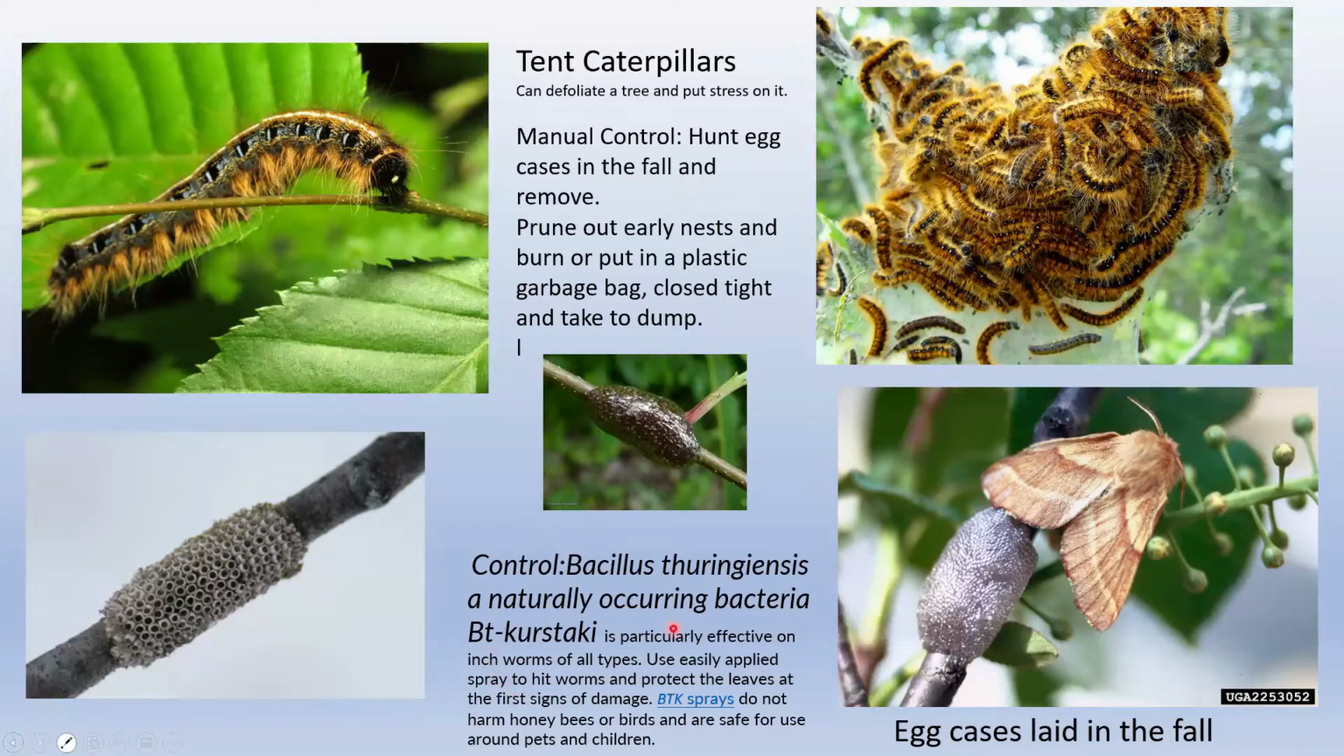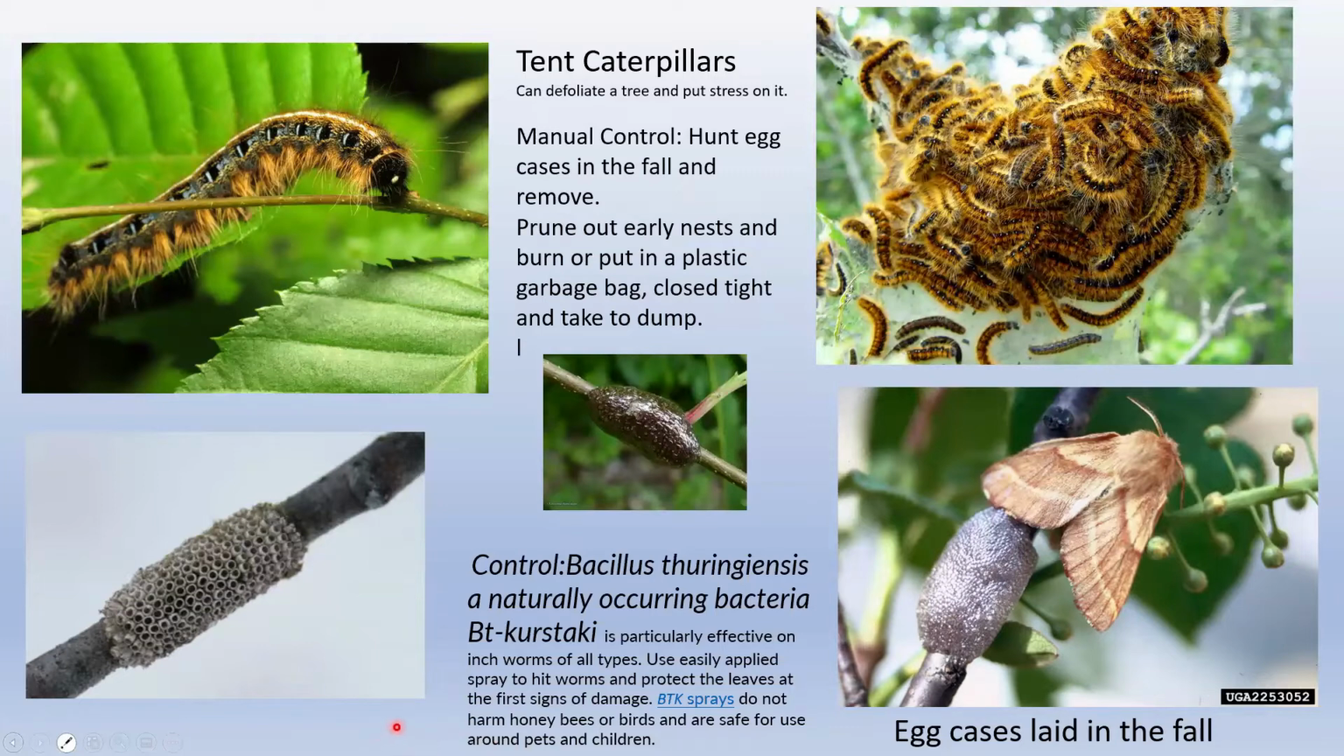The control is Bacillus thuringiensis. I think I said that right. Sometimes Latin throws me for a curve. It's a naturally occurring bacteria, and you spray it on the leaves, they eat the leaves, and then they die. It does not harm the bees or the birds, and it's safe around pets and children. So it's pretty safe stuff.